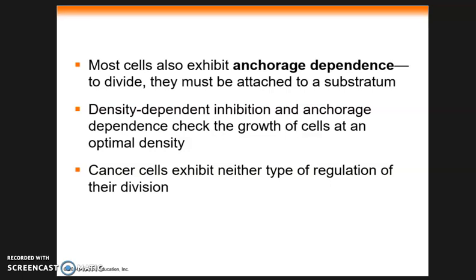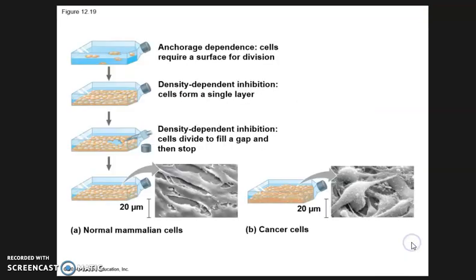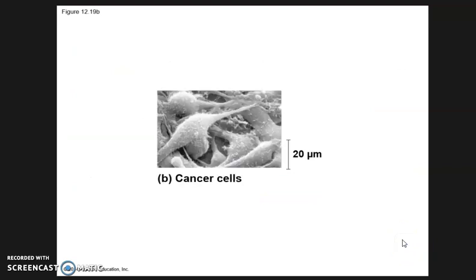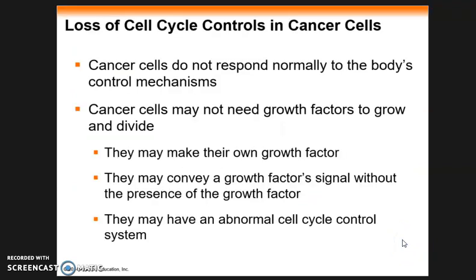Cancer cells exhibit neither density-dependent inhibition nor anchorage dependence. Cancer cells have escaped that cell cycle control. So cancer cells divide excessively and they invade other tissues because they're free of the body's control mechanisms. Cancer cells do not stop dividing when growth factors are depleted. This is because a cancer cell manufactures its own growth factors. It has an abnormality in the signaling pathway or has an abnormal cell cycle control system.